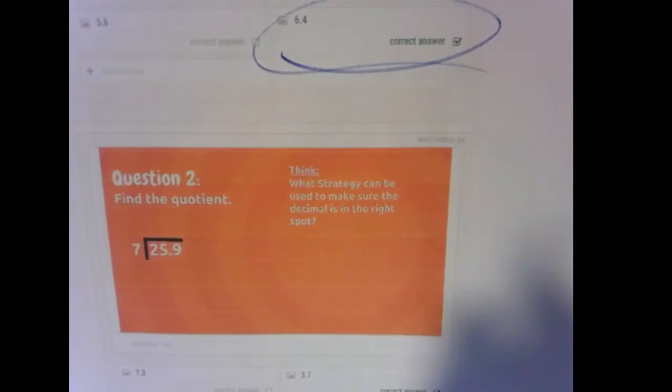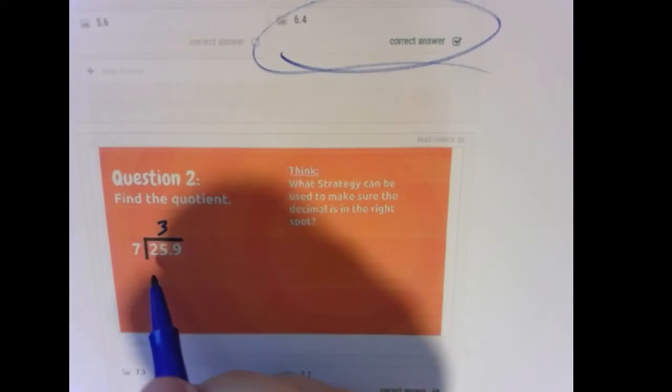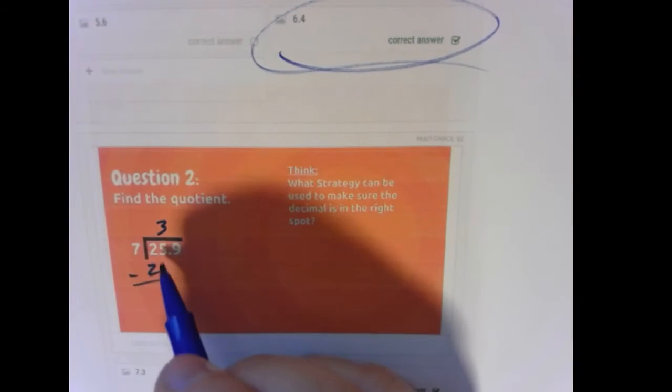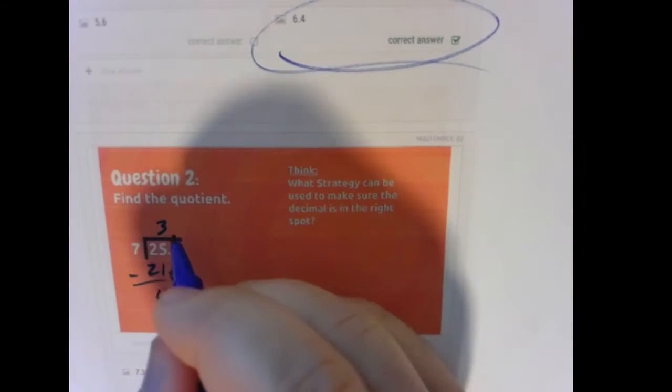All right, question 2. Does 7 fit into 2? No. Does 7 fit into 25? Yeah. How many times? 3 times. 3 times 7 is 21. Find the difference. 25 take away 21 is 4. Drop this number down. How many times does 7 fit into 49? 7 times. 7 times 7 is 49. Find the difference. No remainders.